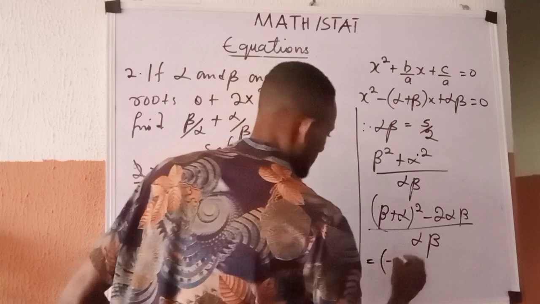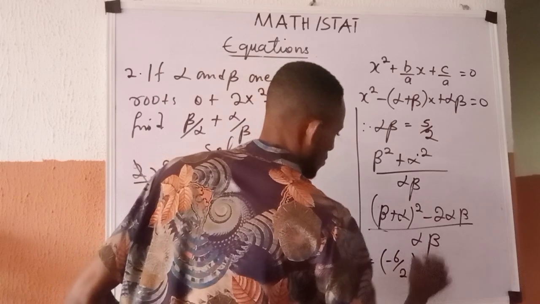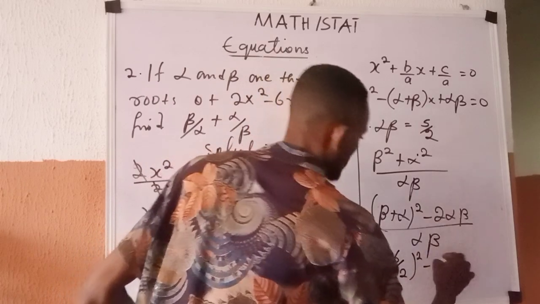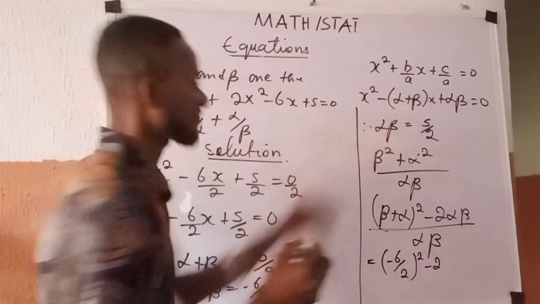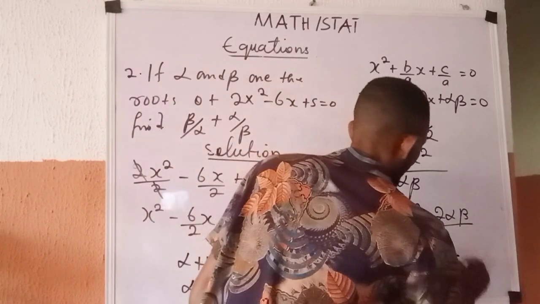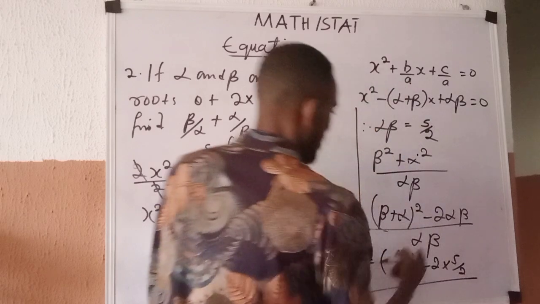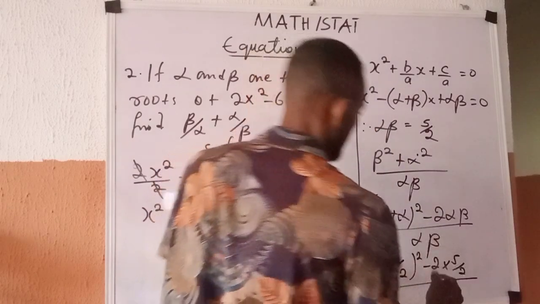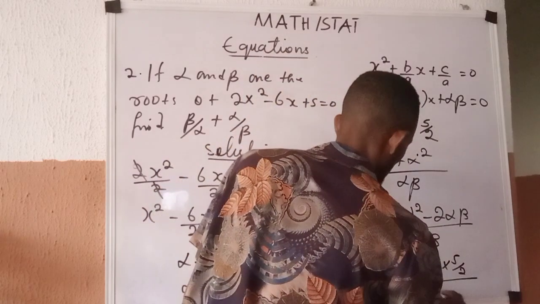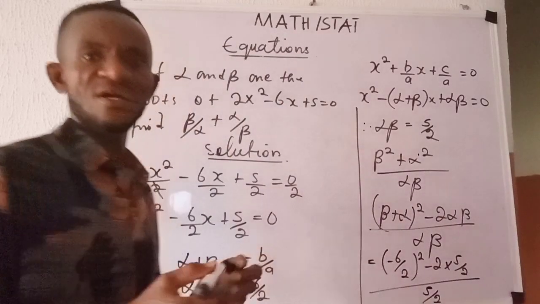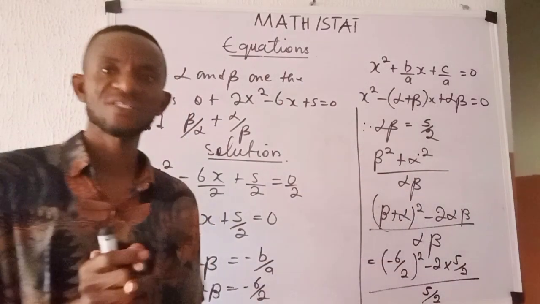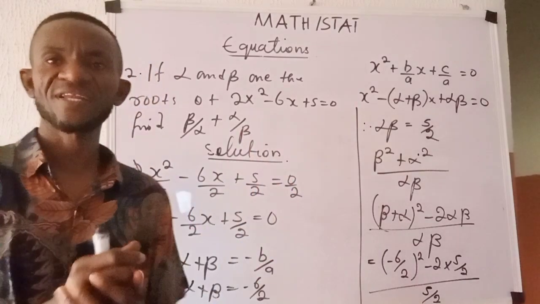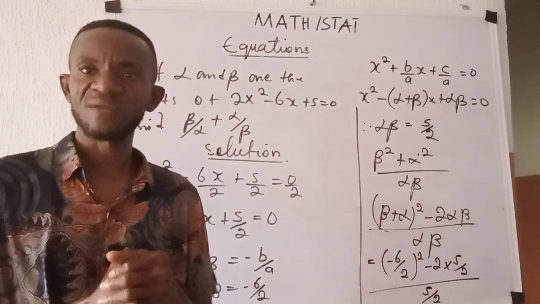So here you have minus 6 all over 2, all raised to power 2. Your alpha beta is equally given as 5 over 2. So you multiply by 5 over 2, all over 5 over 2. So with your calculating device or whatever thing, you evaluate the value of this, and by so doing, you have arrived at the value of that particular problem.